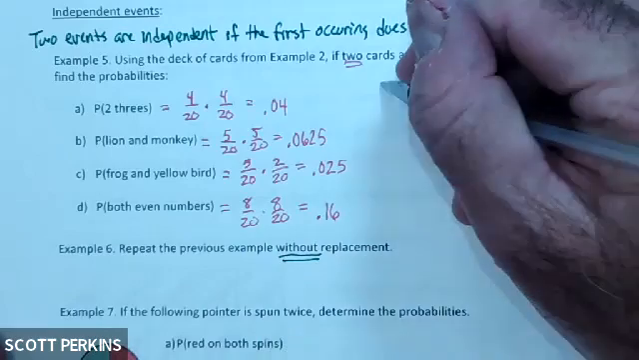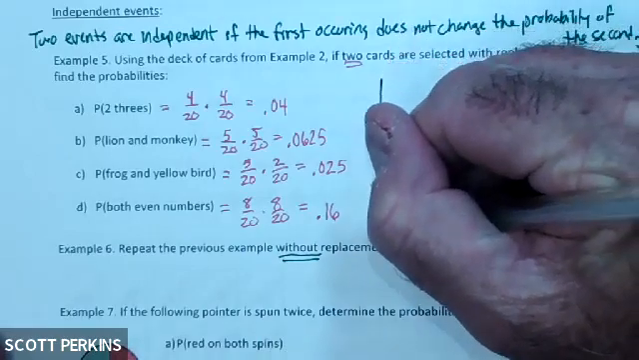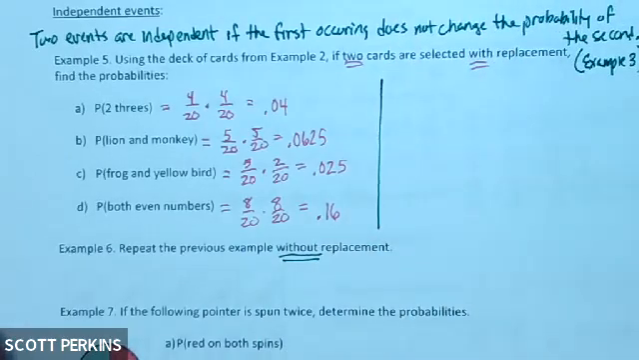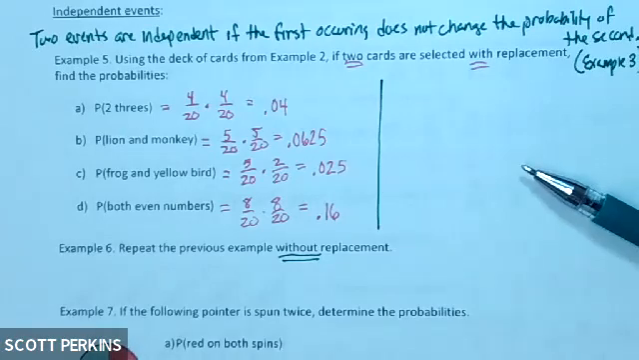So I'm just gonna draw a little wall right here. I'm gonna do them on the other side. So we're gonna do the same 4 problems without replacement. I'll give you a couple minutes to go through and do that. If you need me, wave your hand.